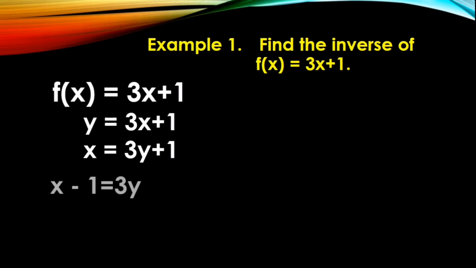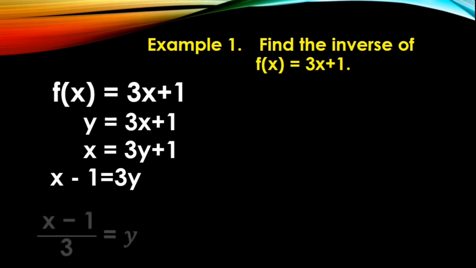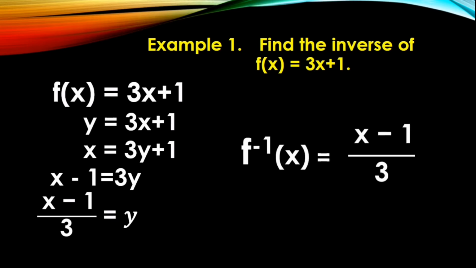So, x minus 1 is equal to 3y. And then to solve for y, we divide by 3. So, the inverse of f of x is equal to (x minus 1) divided by 3.